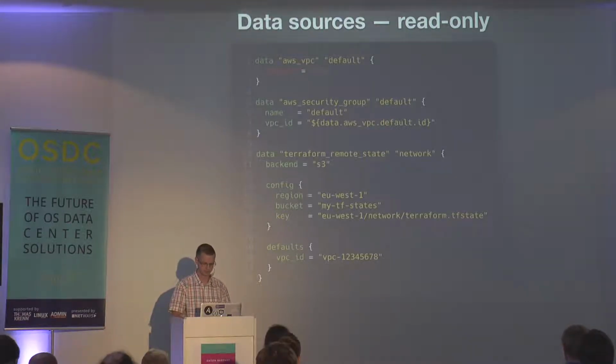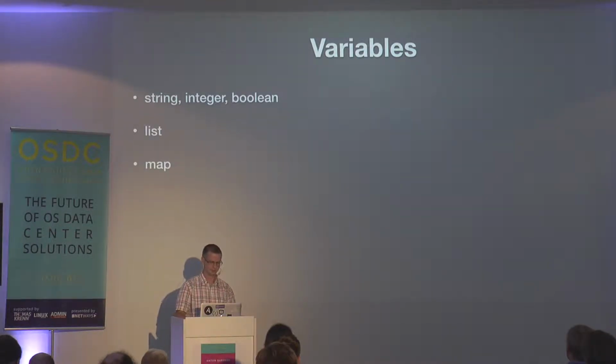used by developers. Variables, on the other side, are what you want users and Terraform to operate with. There are literally three types of them. One is string, integer, and Boolean, which is internally the same type. And there is list and there is map.